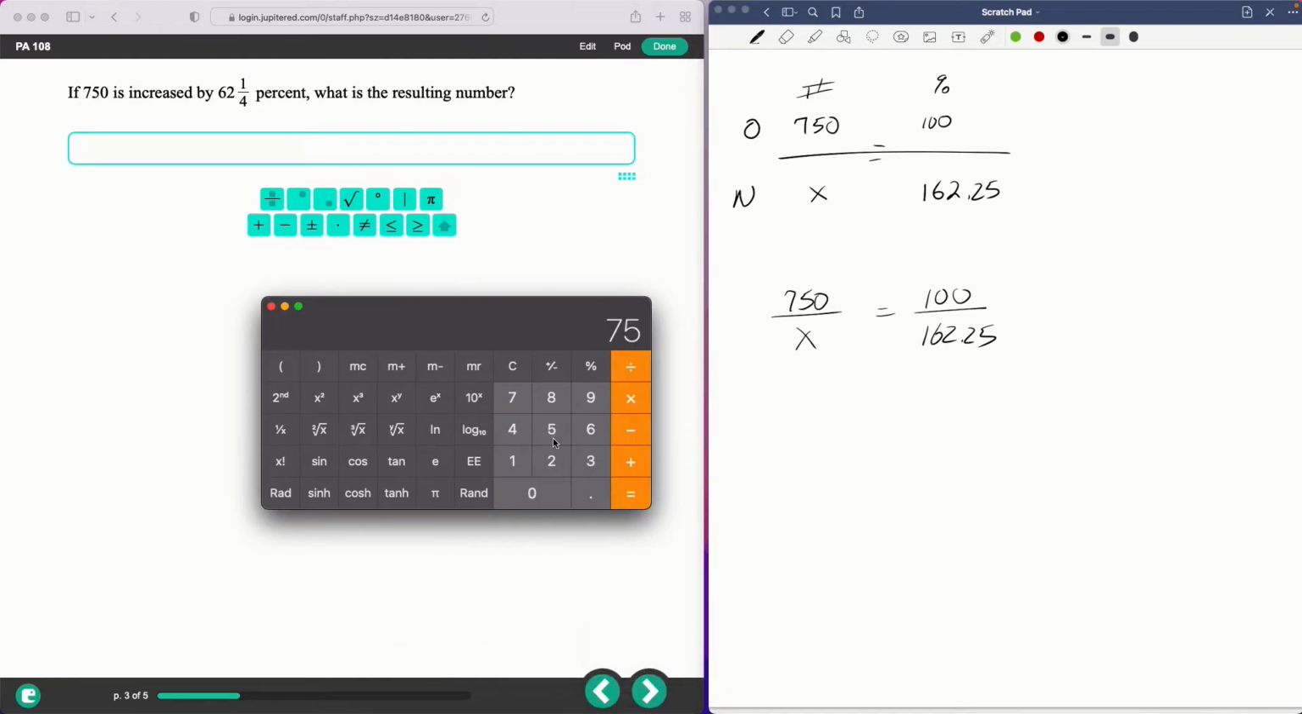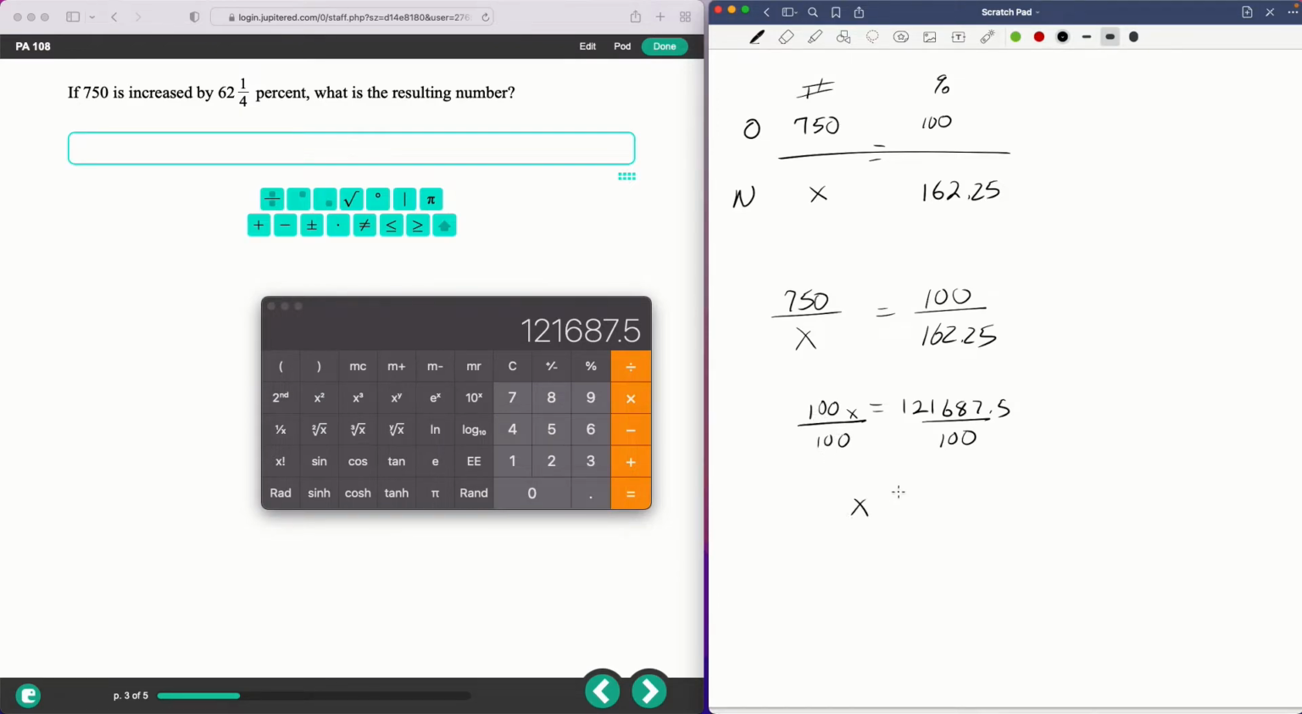So 750 times 162.25 is equal to this number, which is really, really big. And over here, x times 100 is 100x. I'm going to write this number out now, 121,687.5. And then I'm going to divide both sides by 100, because that's what we do to separate these two factors. 100 over 100 is 1. That leaves us x. And when we divide this by 100, we just move the decimal place, basically. 1216.875. And that is our answer.